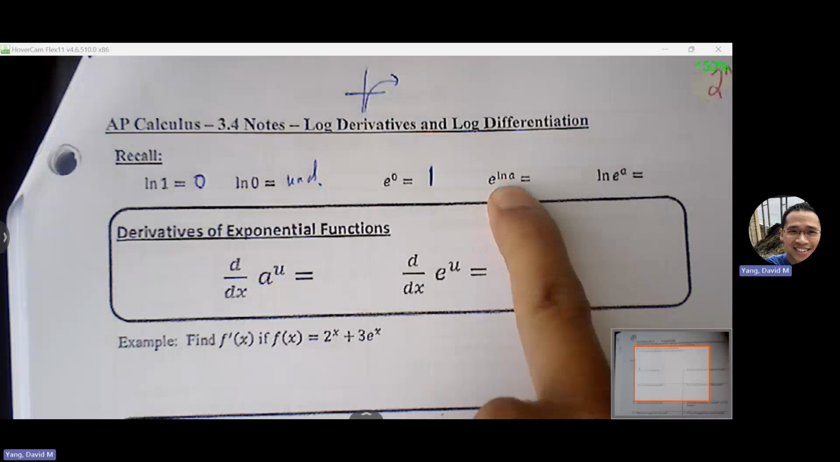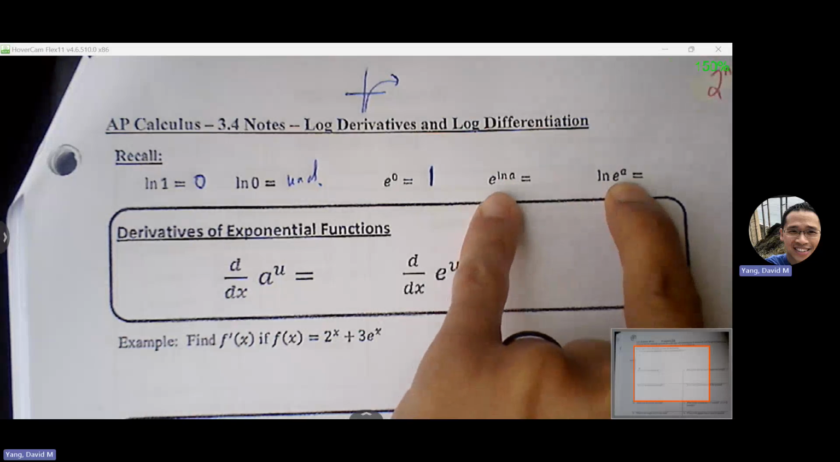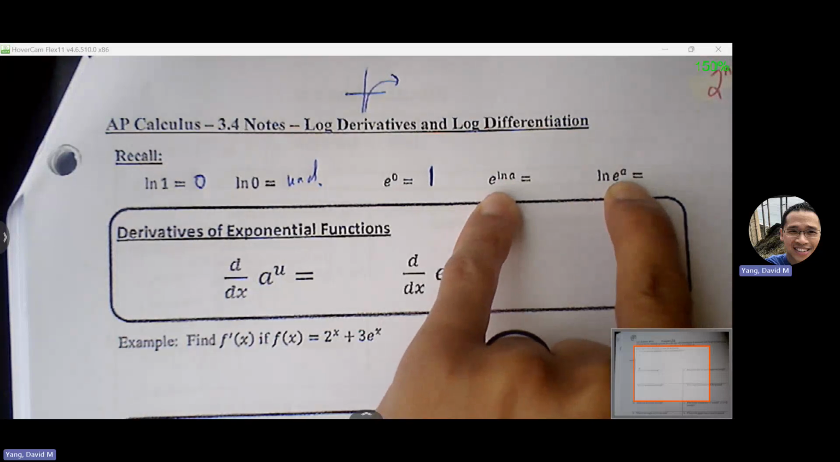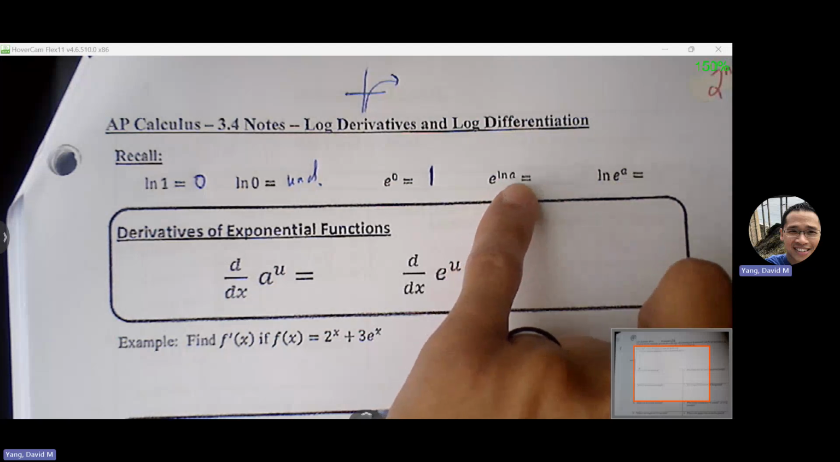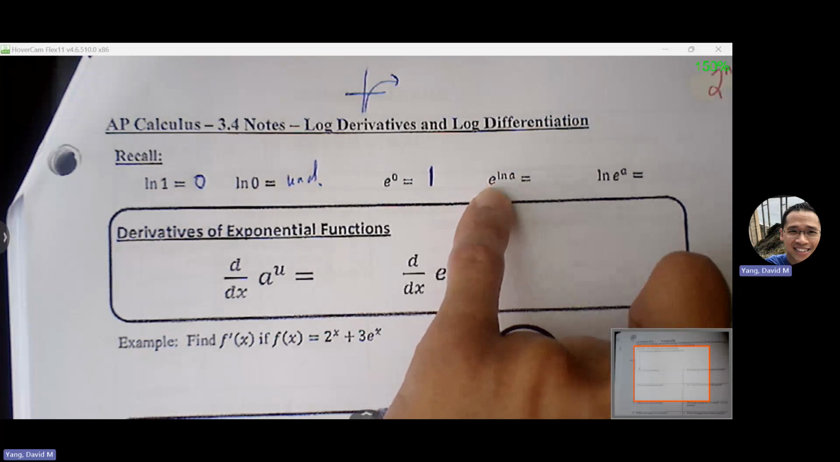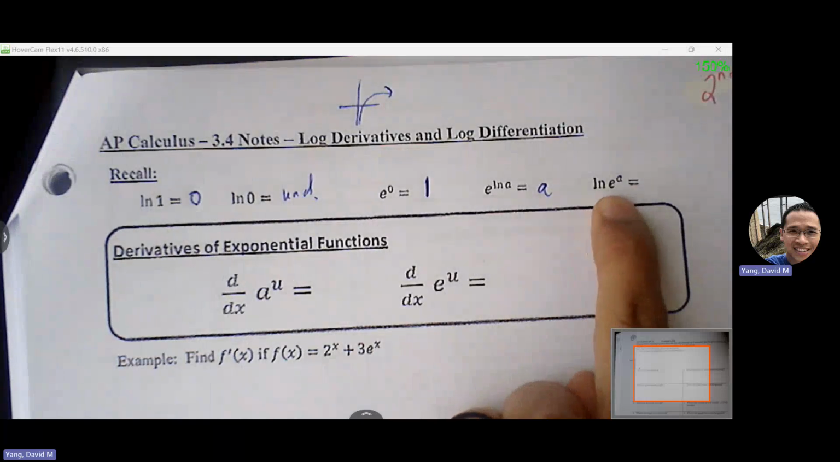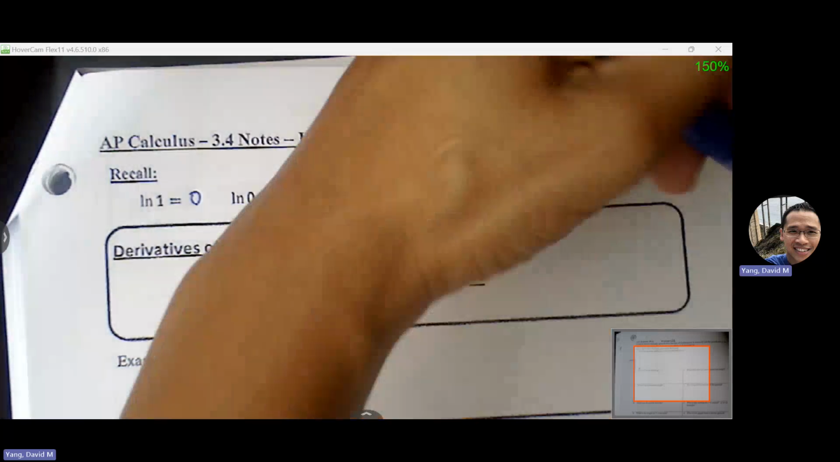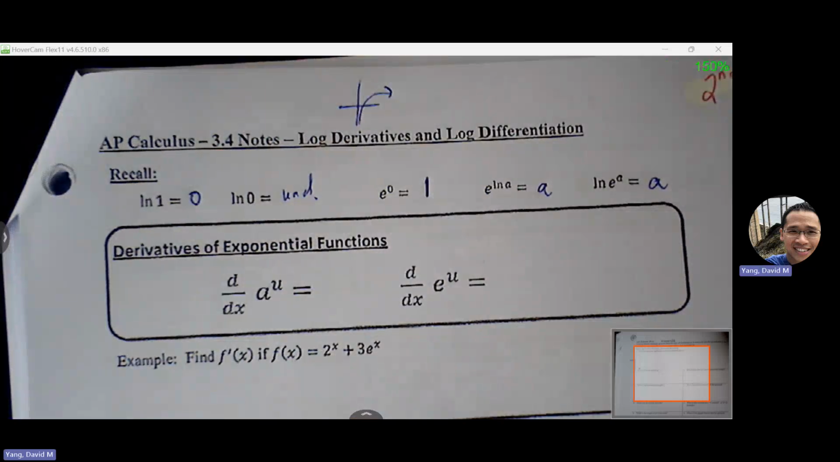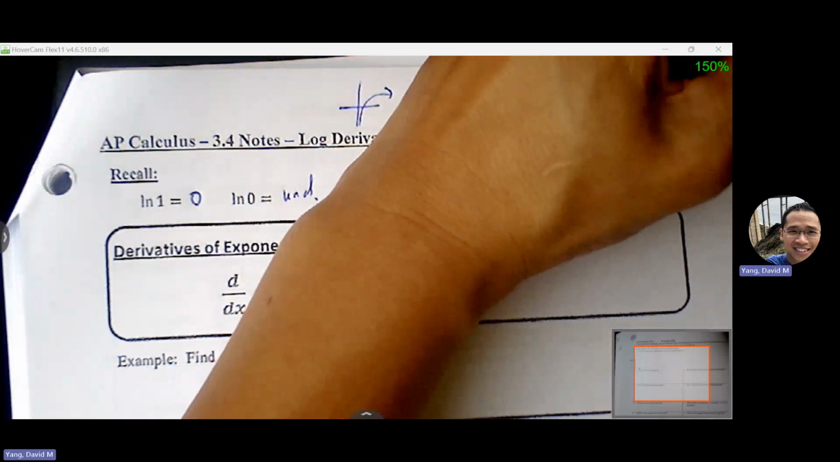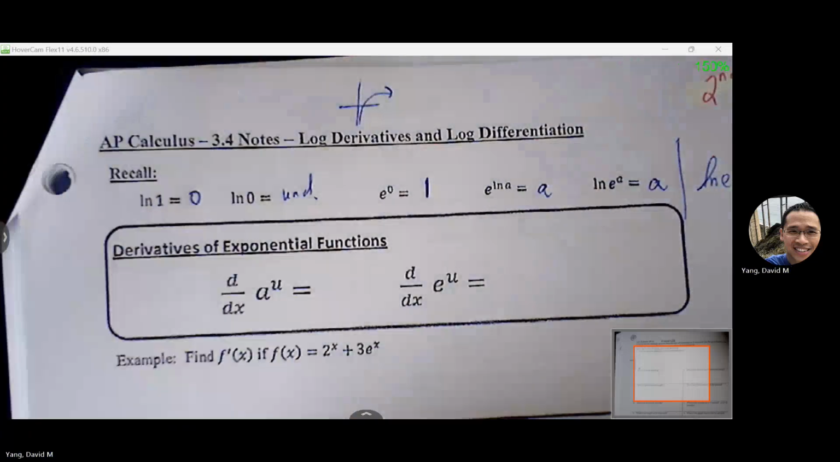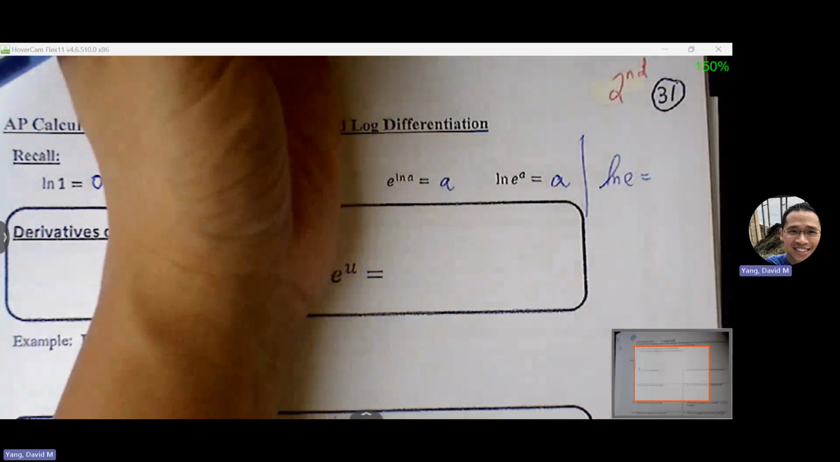And e to the natural log of a and natural log of e to the a, these are both showing us that relationship between inverse functions, that if we insert a natural log into the exponential function, they're going to basically cancel each other out. So the only thing left is going to be a. And same thing here. If I insert an exponential into a log function, the natural log, this log base e, and this exponential function that has base e is going to cancel each other out, leaving me with just a. And there's one more thing that's good to know: natural log of e. What's natural log of e? Equals what? 1, yeah.